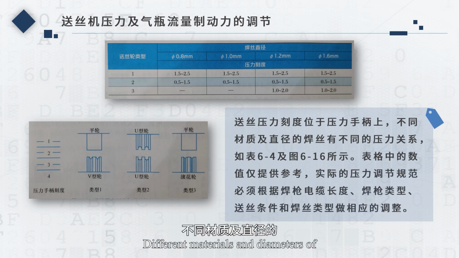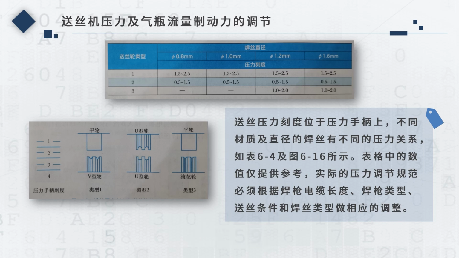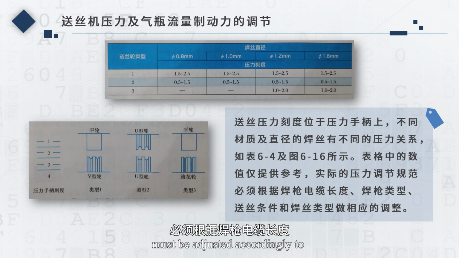Different materials and diameters of wire have different pressure relationships. The values in the table are for reference only. The actual press regulation must be adjusted accordingly to the cable length of the welding gun, the module of the gun, wire feeding, and wires.